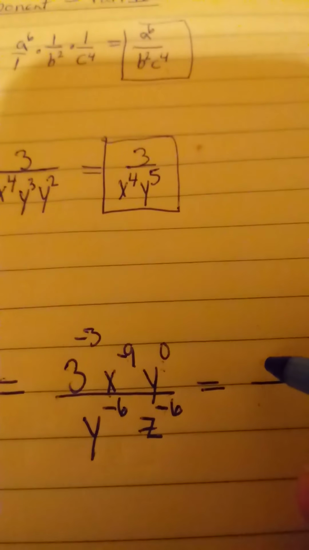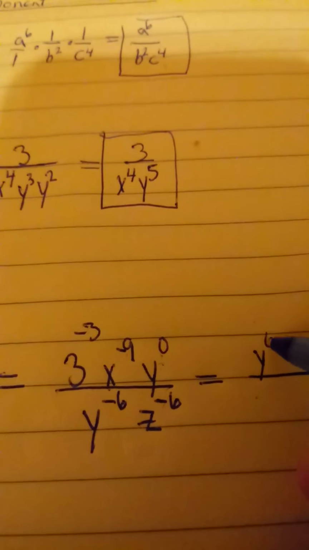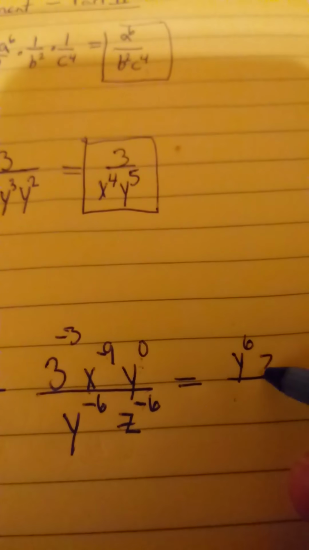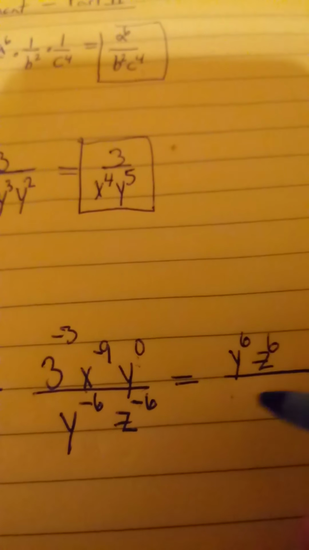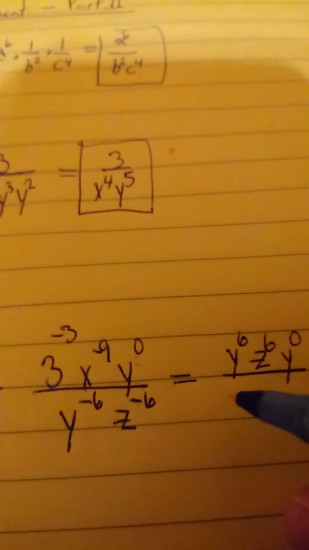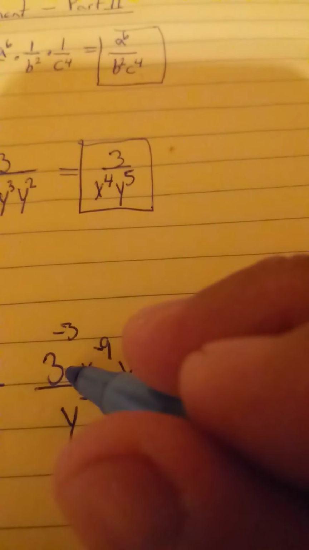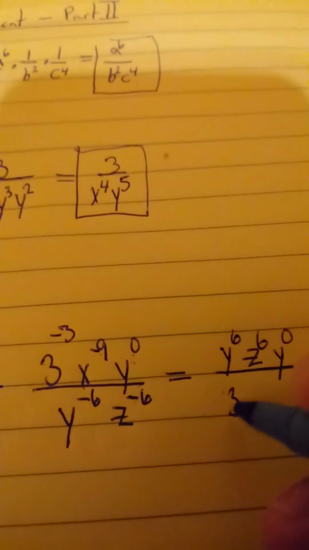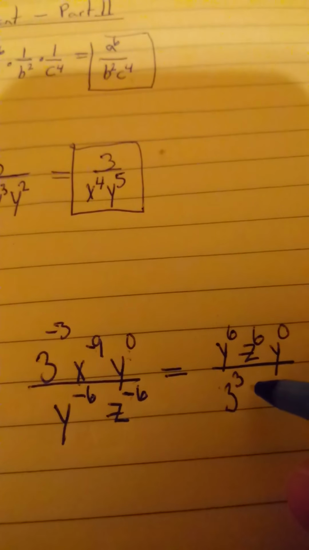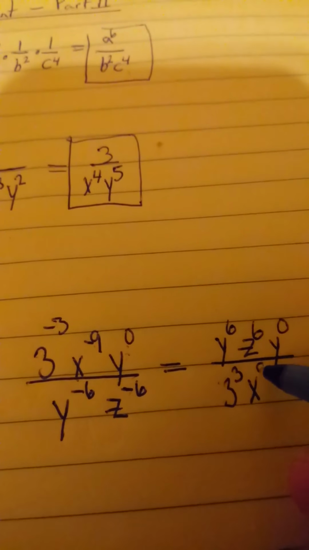So you have y to the 6, that goes up, z to the 6, and remember the y to the 0 is right there. For the top part, the 3 raised to the negative third moves downstairs to make it positive, and the same thing with the x to the 9th to make it positive.